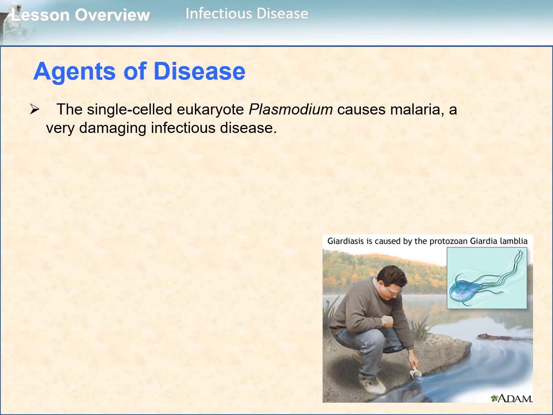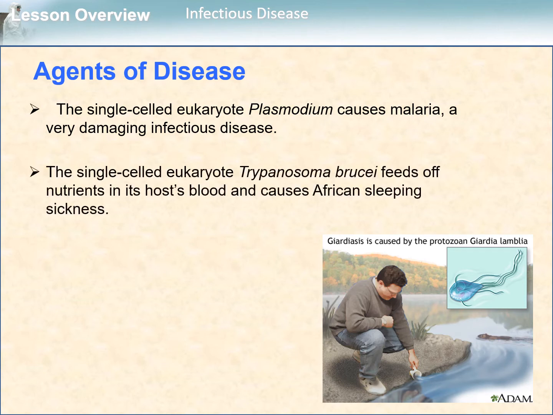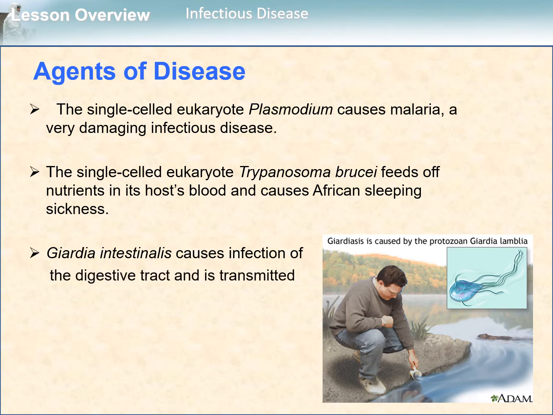Another type of agent of disease are protists. The single-cell eukaryote Plasmodium causes malaria, which we have already discussed in the previous lesson. It is a very damaging infectious disease. Another single-cell eukaryote, Trypanosoma brucei, feeds off nutrients in its host's blood and causes African sleeping sickness. Both Plasmodium and Trypanosoma brucei are spread to humans by insects. Giardia intestinalis causes infection of the digestive tract and is transmitted in infected water.